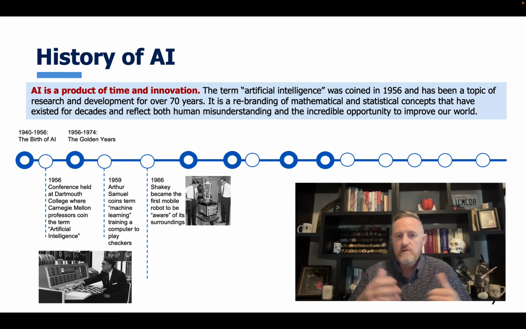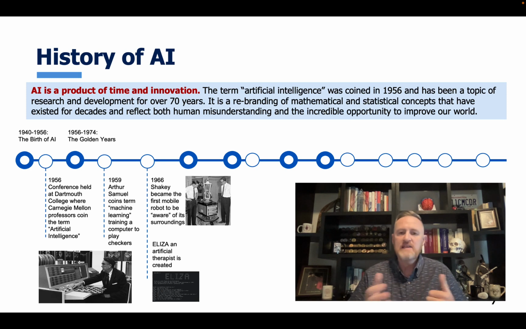A few years later, in 1966, there was Shaky, the first mobile robot that was able to be aware of its surroundings. And you see a small picture there of a couple engineers with Shaky. There was also ELIZA, which is considered one of the first successful artificial intelligence projects, and it was a therapist. You see that's like a text prompt, but you could interact with this AI therapist, and it would guide you through that.